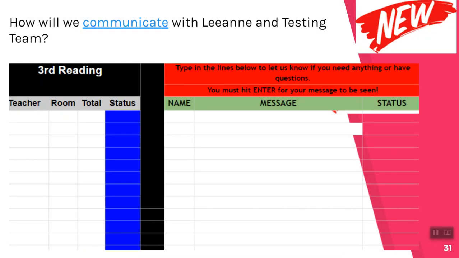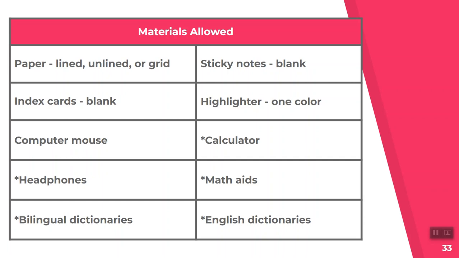New this year is our Google Communicator. If you didn't use this during VGAs, please take a moment and view the video embedded in these slides to view how to use the communicator. We will no longer have chain emails, rather this Google spreadsheet to communicate. The following materials are allowed, and we will put these in bins if necessary.